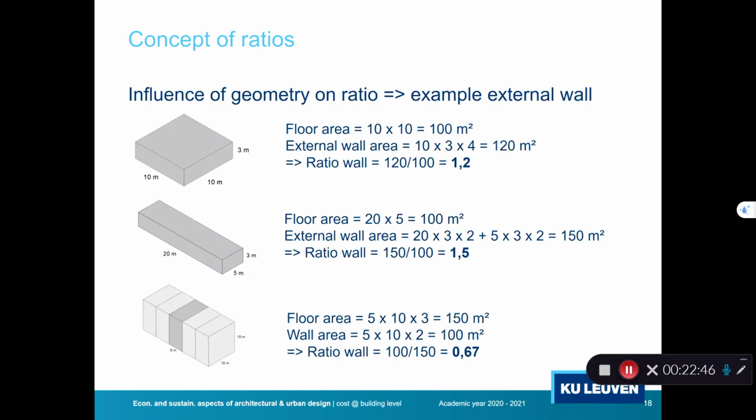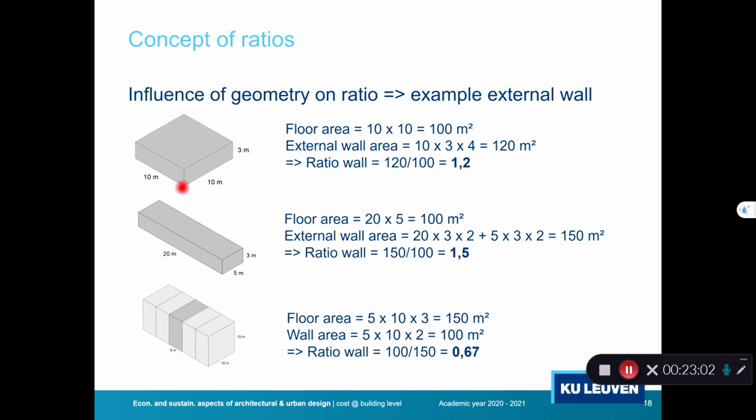Now let's go a bit further into detail to explain this concept of ratio. For example, we have three buildings. We have two detached buildings, one with a square floor plan, one with a rectangular floor plan. And I also have a terrace building.